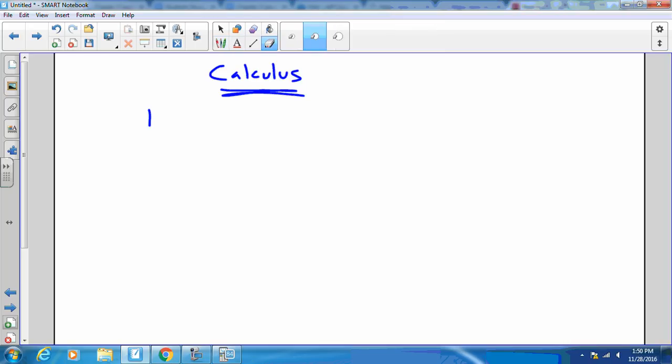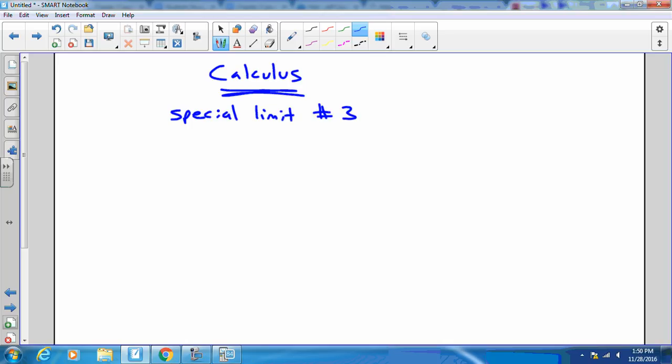What I'd like to do is to calculate a special limit that is going to be special limit number 3. Now we've had 2 special limits already. Special limit number 1 was the limit as x goes to 0 of sine x over x. What was that limit? 1. And the second special limit was the limit as x goes to 0 of 1 minus cosine x over x. What was that limit? 0. So this is our third limit.